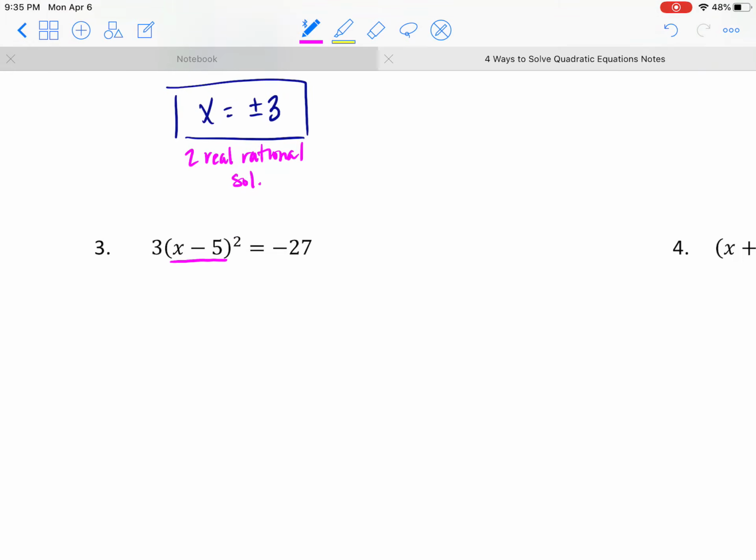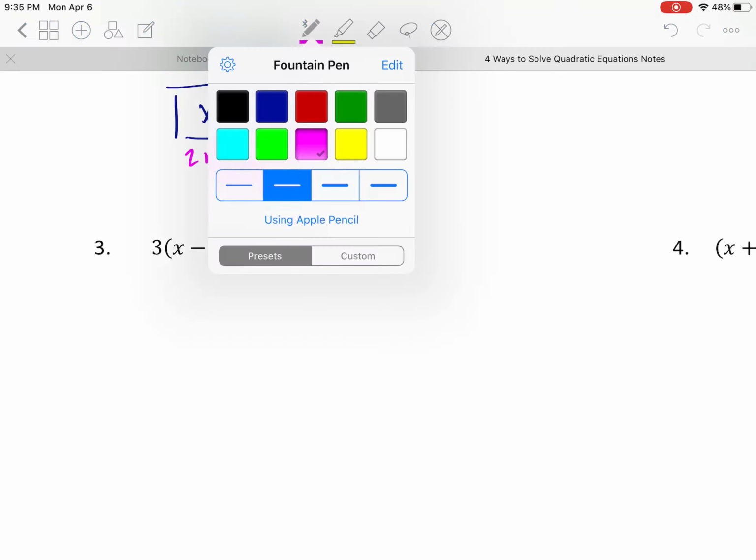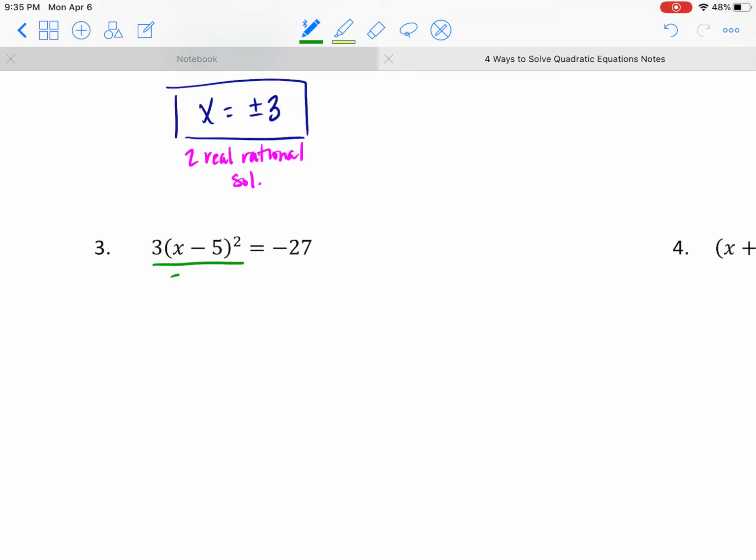Okay? Now, if you notice number 3 looks a little different. We've got the parentheses in the problem. So when we're trying to get our squared term by itself, this whole x minus 5 is our squared term. So the goal would be to get this x minus 5 squared, right, that piece by itself. So we're going to start this one by dividing both sides by 3. That makes that cancel. And now we have this x minus 5 squared equal to negative 9.